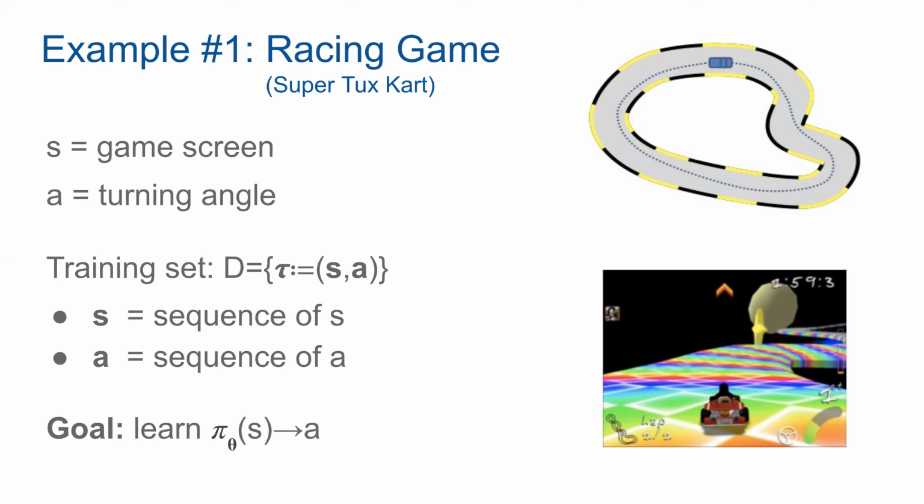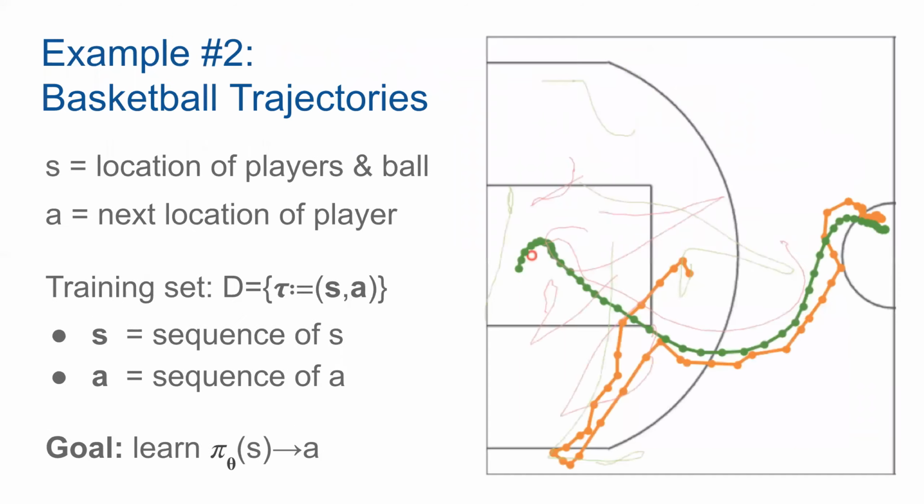We're going to use this race car game as an example. The state is the game screen, and the action is the turning angle, and then we have a set of demonstrations given to us by an expert. Someone's playing this game, we're recording this person's actions as they're playing, and we have this sequence of state action pairs. We want to learn a policy that imitates these state action pairs.